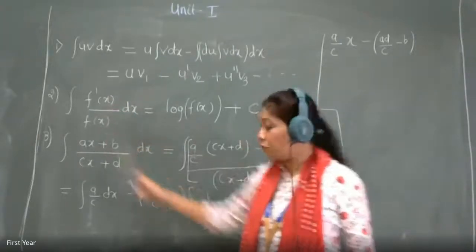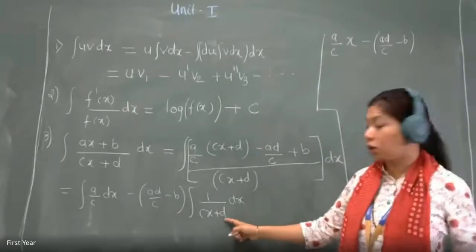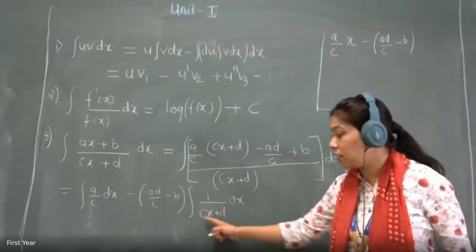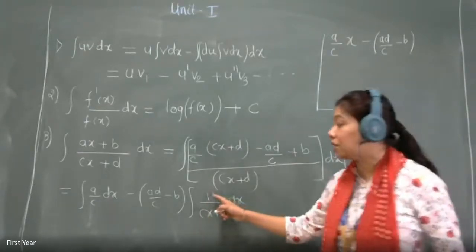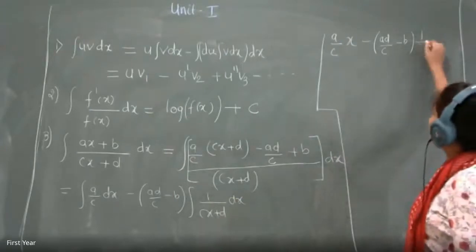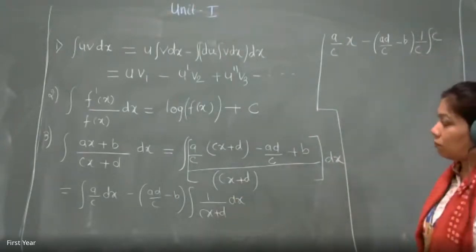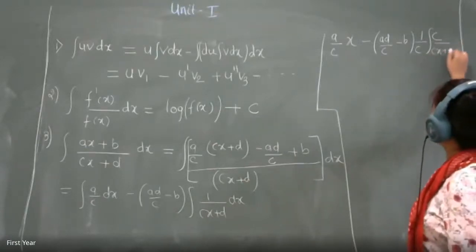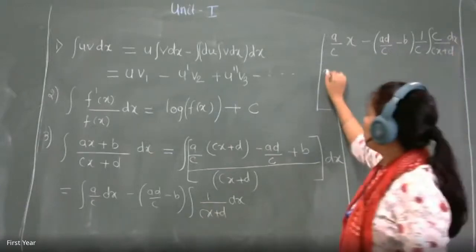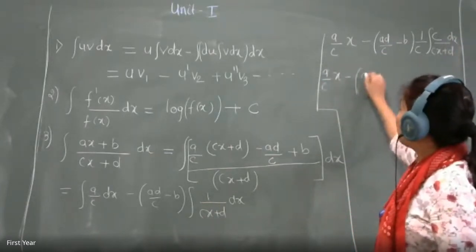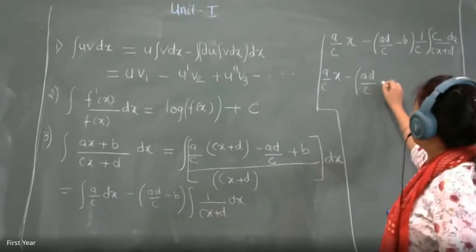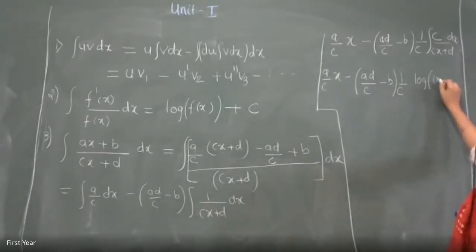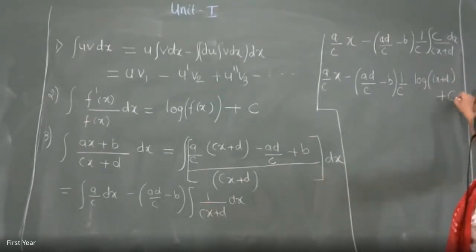F dash upon f of x. What's the derivative of Cx plus D? Those who are not understanding: Cx plus D ka derivative kya hai? D is a constant, derivative is 0, Cx derivative is C. So that should be present on top. So I have to adjust that. So what we'll do is 1 by C integration of C upon Cx plus D dx. And now it will become A by Cx minus AD upon C minus B into 1 by C integration of this, which is log of Cx plus D plus the constant of integration C1.